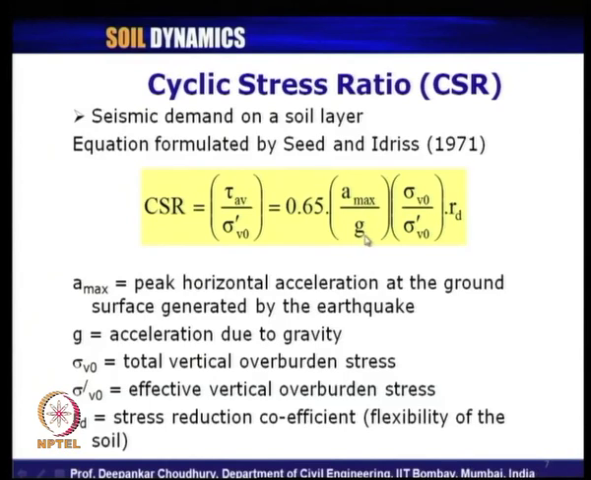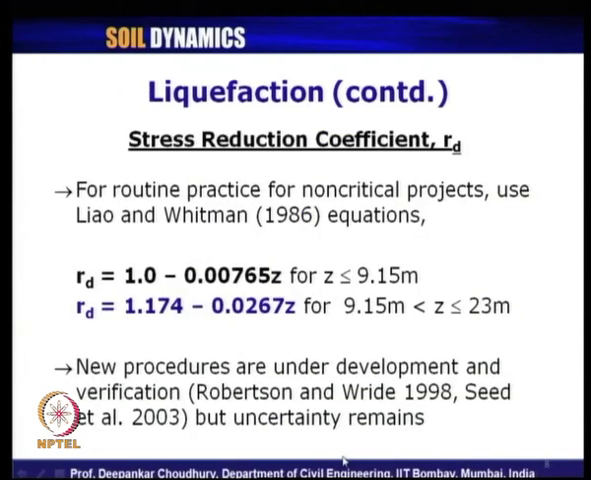G is acceleration due to gravity, and at the particular depth where we are calculating the liquefaction potential, we can find out the total vertical overburden stress divided by the effective vertical overburden stress at that point, times r d, which is nothing but the stress reduction coefficient due to the flexibility of the soil.